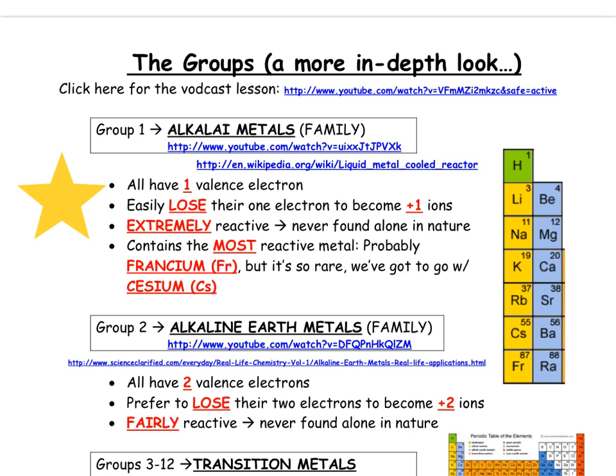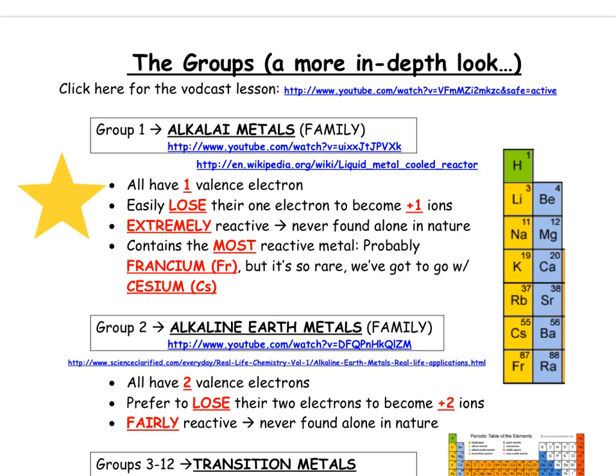They all have one valence electron. You can see that when you look at the periodic table. The valence electrons are 1. They all lose their electron and become positive 1 ions. Very important, they are extremely reactive. And a question that comes up frequently is that they are never found alone in nature.